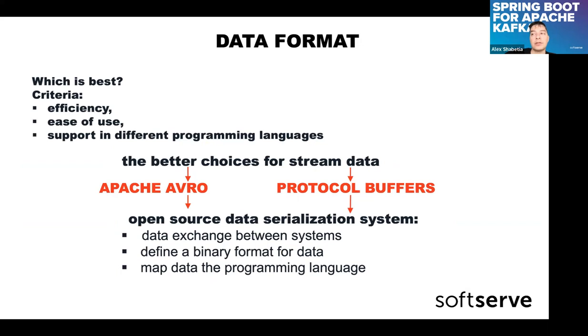Usually when we use Kafka, we need to select a data format for messages. By default, JSON is used, but it's not a very good format. So in production, we may use other formats. Different formats can be used, but Apache Avro and Google Protocol Buffers are the most suitable formats. The criteria of selection are efficiency, ease of use, and support in different programming languages. Both these formats are good by these criteria.